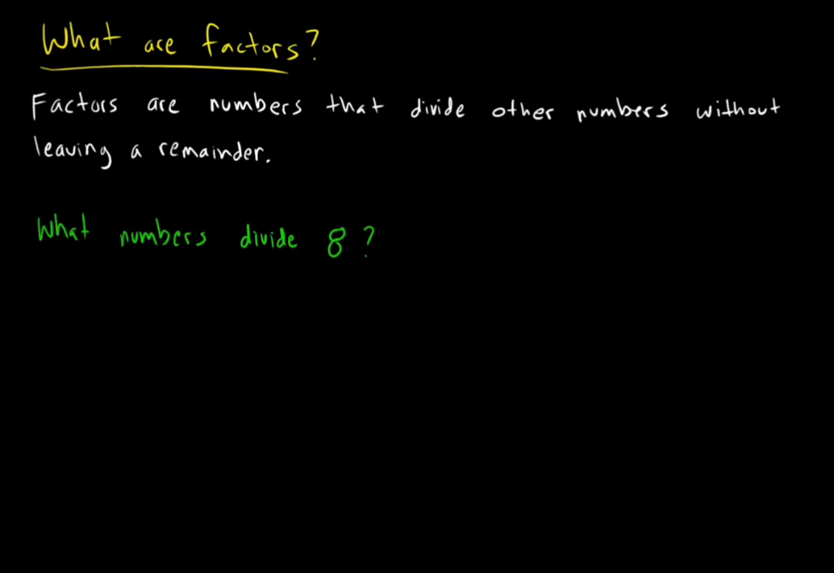Let's take the number 8, for example. What numbers divide 8 without giving us a remainder? Let's start off. 8 divided by 4 gives us 2. Let's see, 8 divided by 3. If you want to do it the long way, it makes it look a little bit easier. 3 into 8 is 2. That's 6. Subtract, that's 2. You have a remainder of 2. So 3 does not divide 8. We're looking for numbers that will not give us a remainder, so 3 is not one of them.